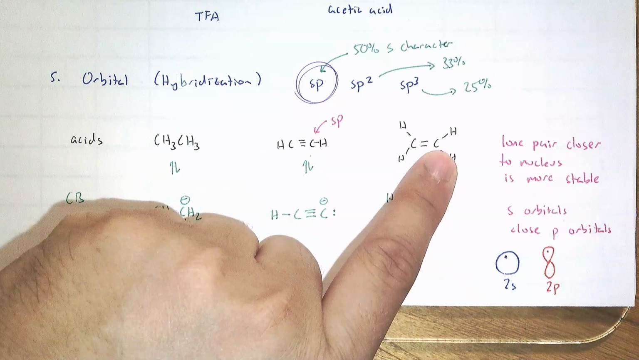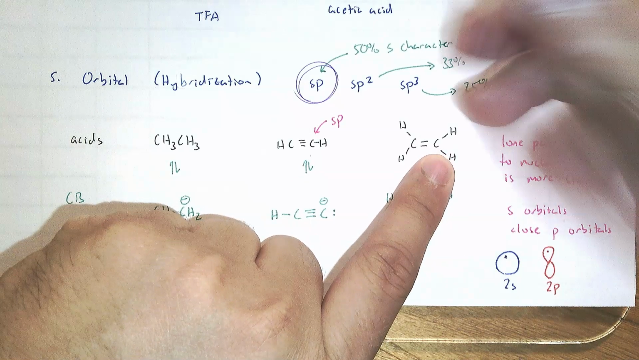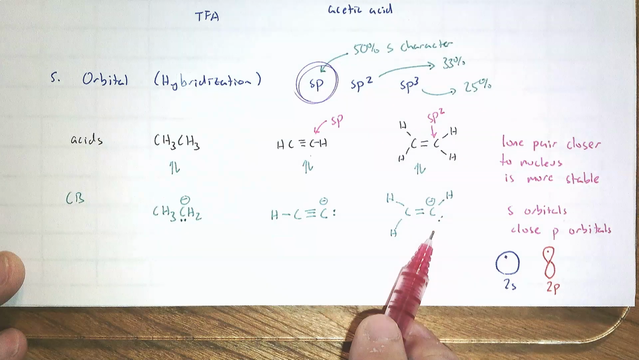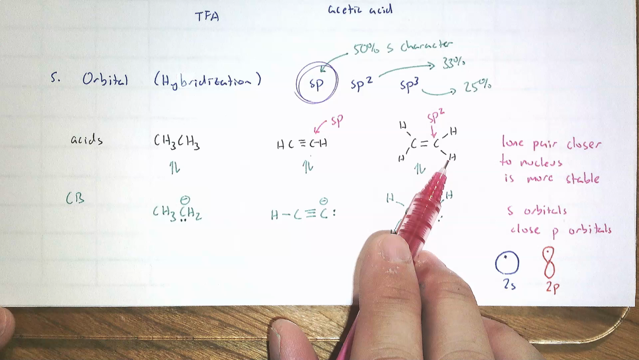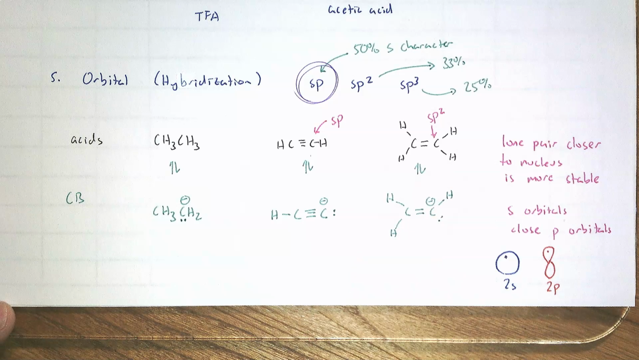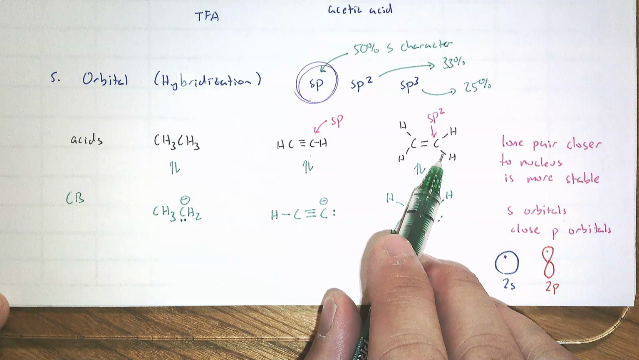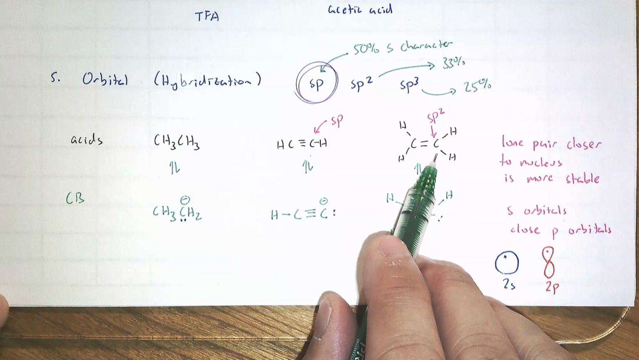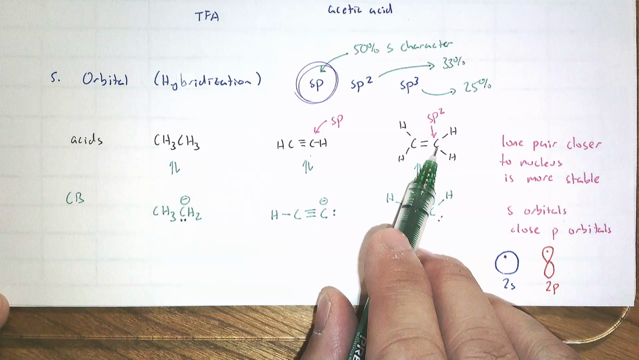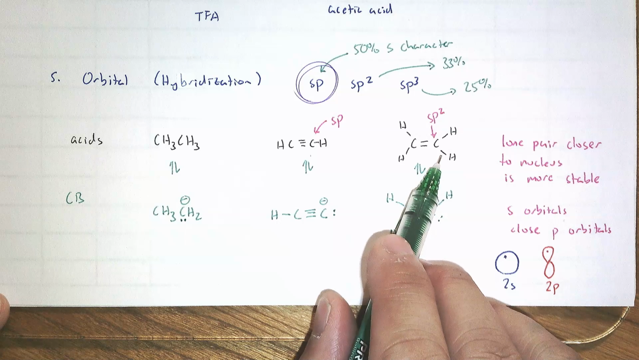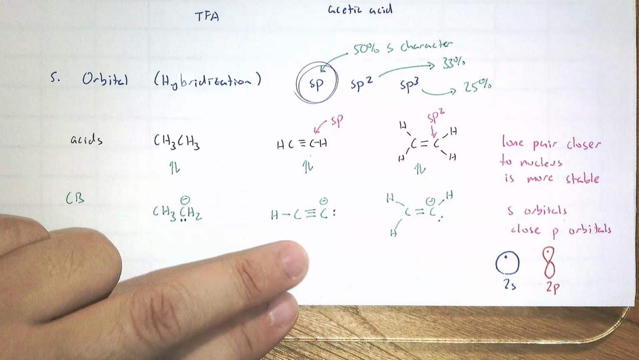Let's take a look at this. This carbon right here is sp2. And yes, when that proton down here is removed by a base, I'm not going to draw the mechanism, but those 2 electrons fall into the same sp2 orbital that was used to make this bond.